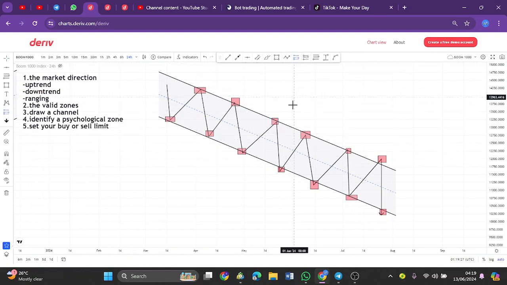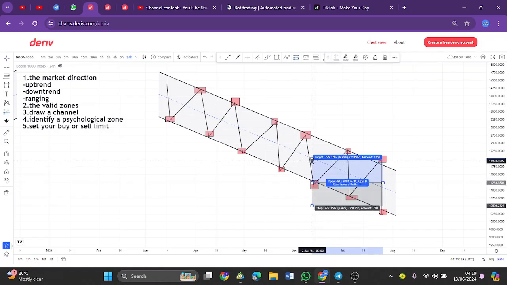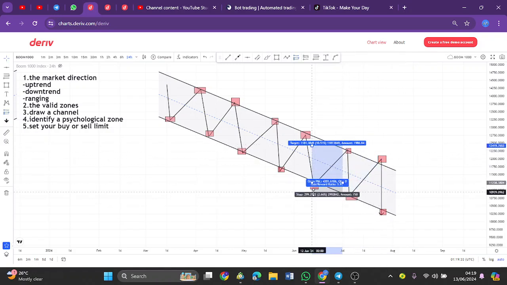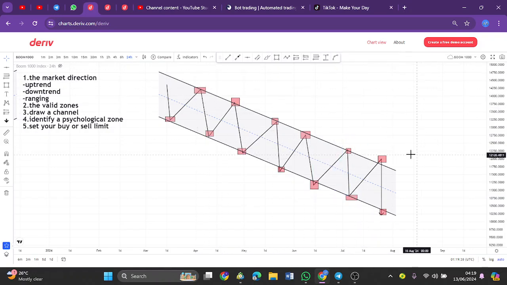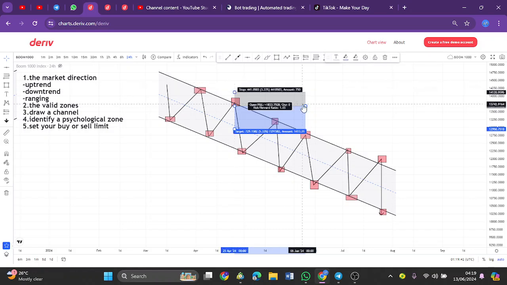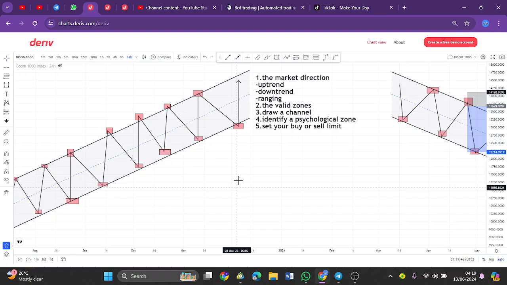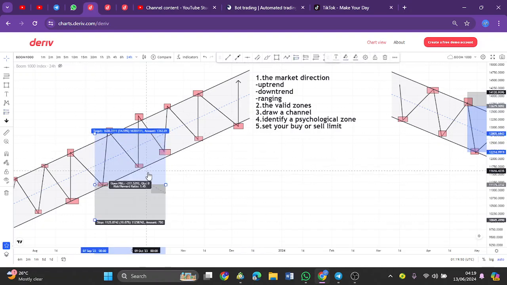Now from here we will buy. You set your buy, you target the next one, and the next one. But when we are on a downtrend, we most likely focus on sales. You should be looking for selling opportunities. When you're on an uptrend, you should be looking for buying opportunities.